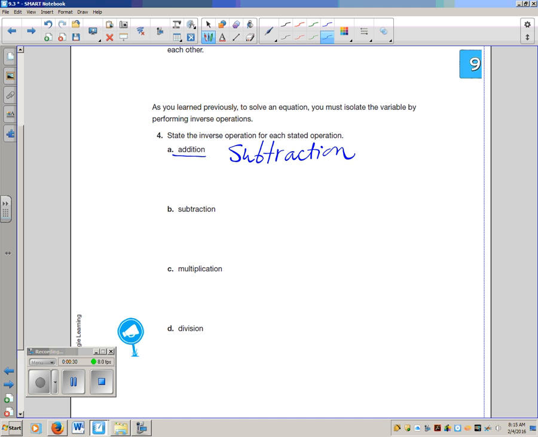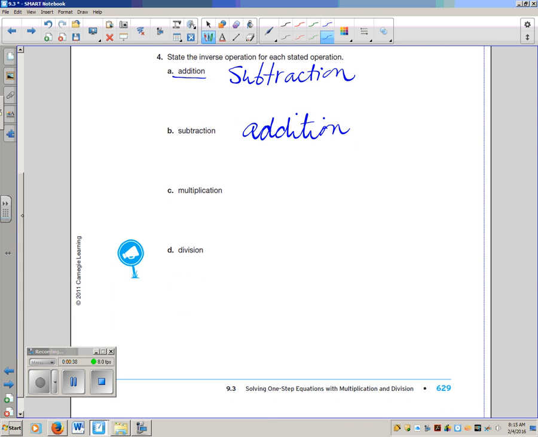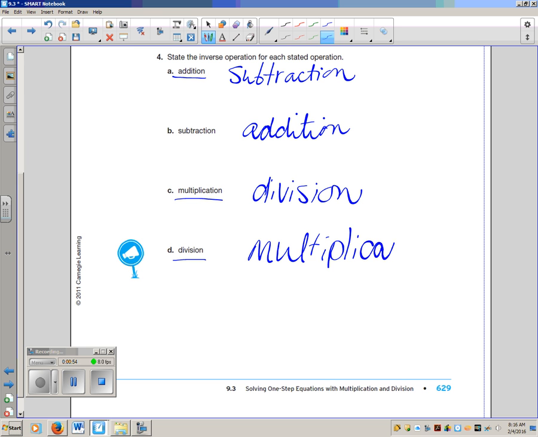Inverse of subtraction, addition. In this section, we're going to use multiplication and division. So the inverse of multiplication is division. This is how we're going to undo equations. Inverse of division, you guessed it, is multiplication.